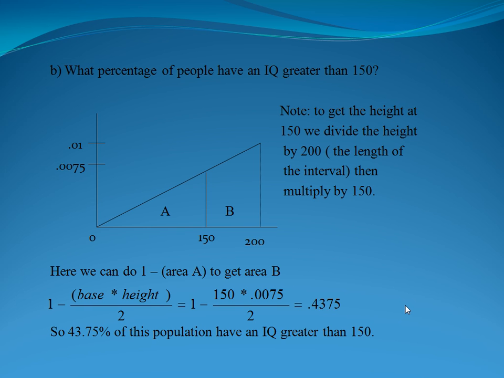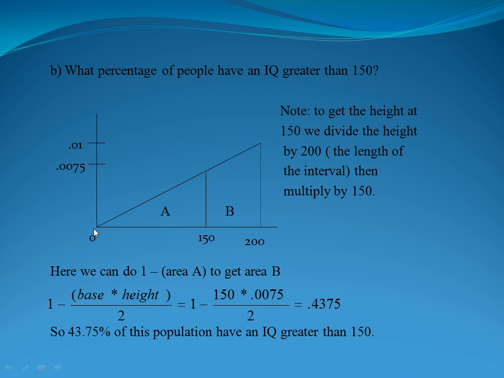What percentage of people have an IQ greater than 150? Here, we're looking for area B, greater than 150. We know that the upper limit is 200, so we're looking for the area between 150 and 200. Again, to work with this, we need to know the height at 150. So we take the height of the entire interval, 0.01, divide by 200, and then multiply by 150. That'll give us the height at that point, which is 0.0075.